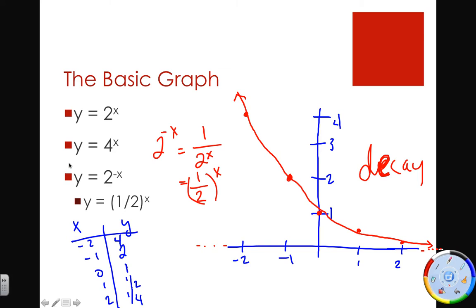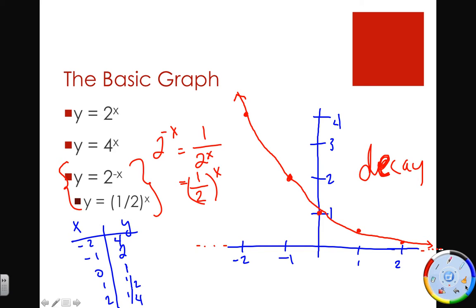So these two statements here are identical. 2 to the negative x is the same thing as 1/2 to the power of x. And you'll notice this 1/2 means it's cutting in half each time as you go forward. We call this a half-life model in chemistry, or a basic half-life model.